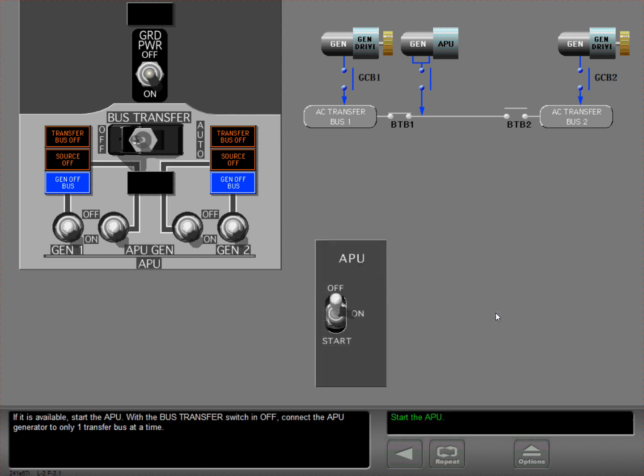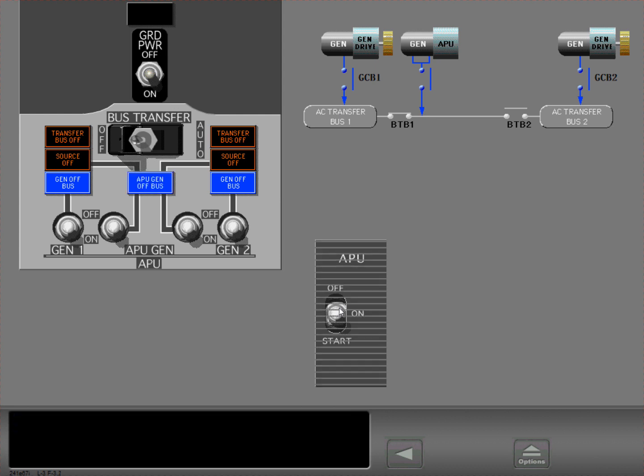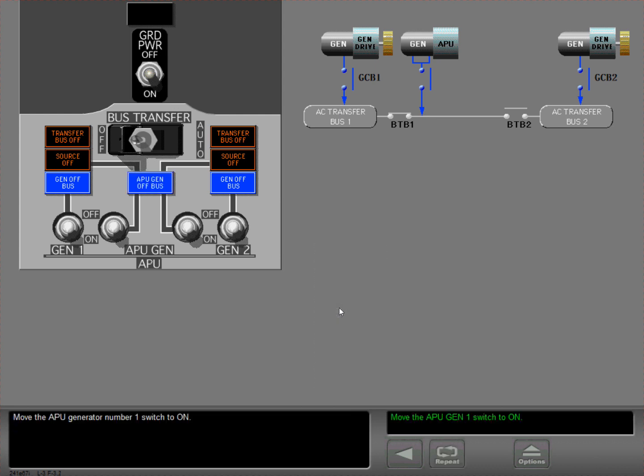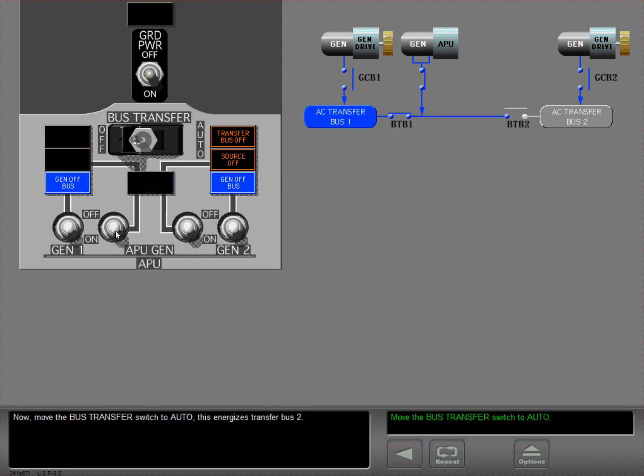If it is available, start the APU. With the bus transfer switch in off, connect the APU generator to only one transfer bus at a time. Move the APU generator number 1 switch to on. Now, move the bus transfer switch to auto. This energizes transfer bus 2.